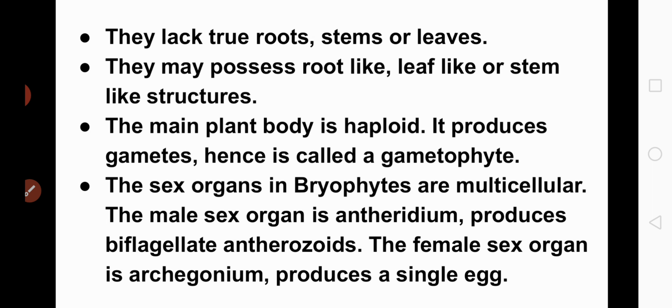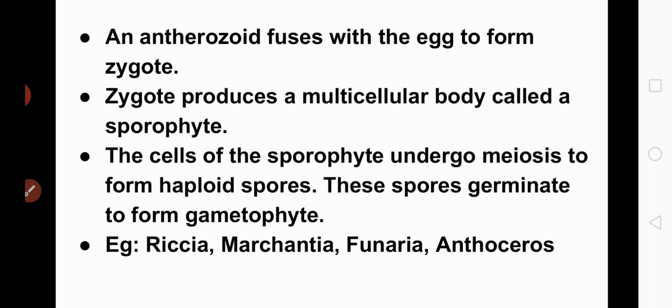The sex organs in bryophytes are multicellular. The male sex organ is called the antheridium, which produces biflagellate antherozoids. So the antheridium produces the sperms, and the sperms are also called antherozoids. Antherozoids are nothing but the sperms which possess two flagella. The female sex organ is called the archegonium, which produces a single egg.